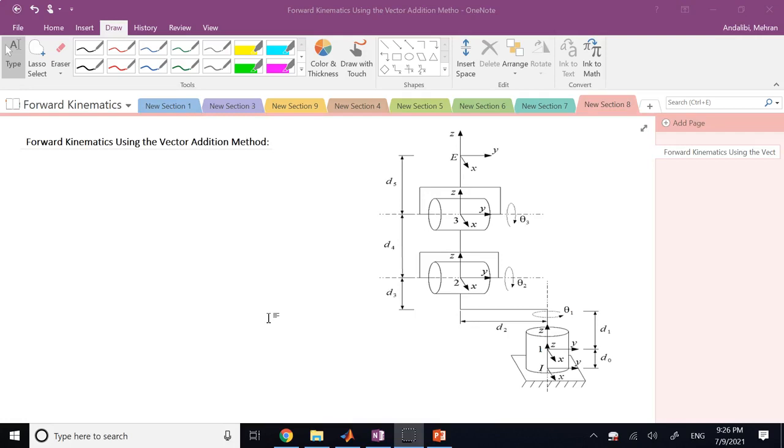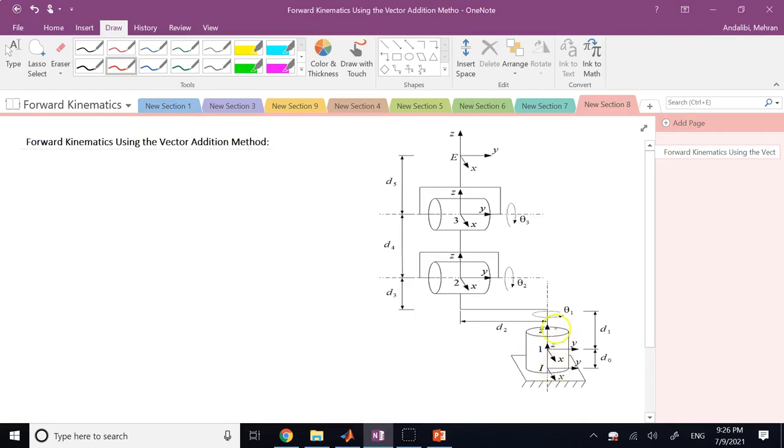All you need to really care about, for example, in this vector addition method, is writing everything back to the base frame. That's all you need to do. So, as I said, there are different methods, and the second method I'm going to talk about is called the vector addition method. So, what do we do here?